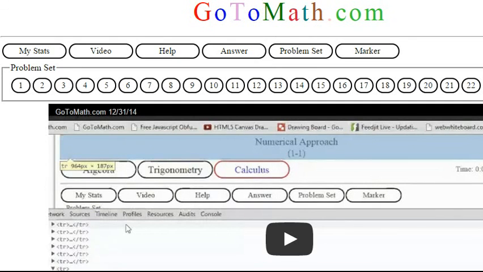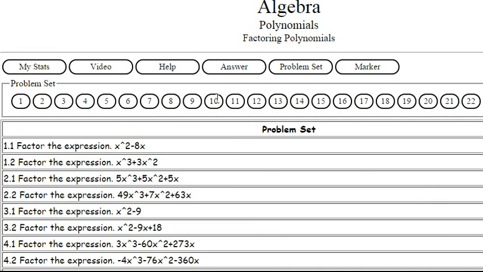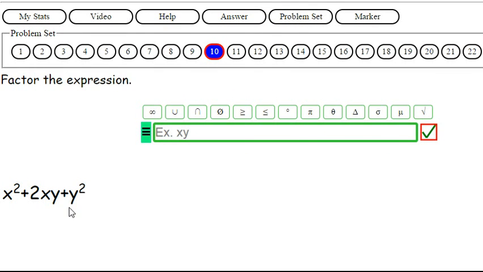Okay, we're over here at GoToMath.com. Click on the algebra. Let's go down to factoring polynomials. I got one more problem left after this, 10.1. Okay, so we've got something with a different variable other than x in there. And I haven't really worked a whole lot of those problems, which I probably should. We have x squared plus 2xy plus y squared.